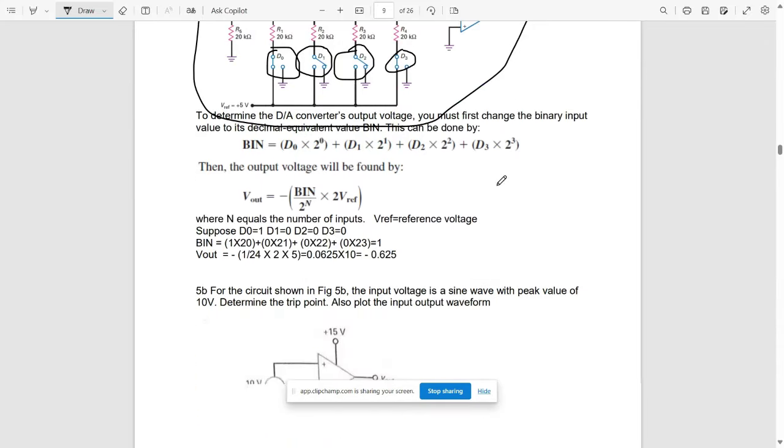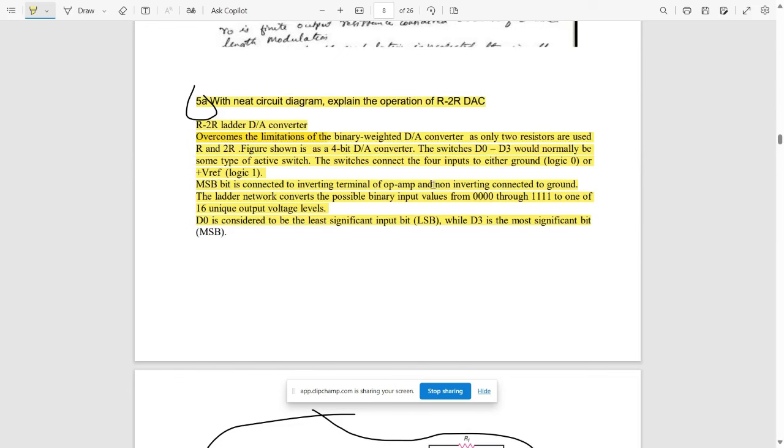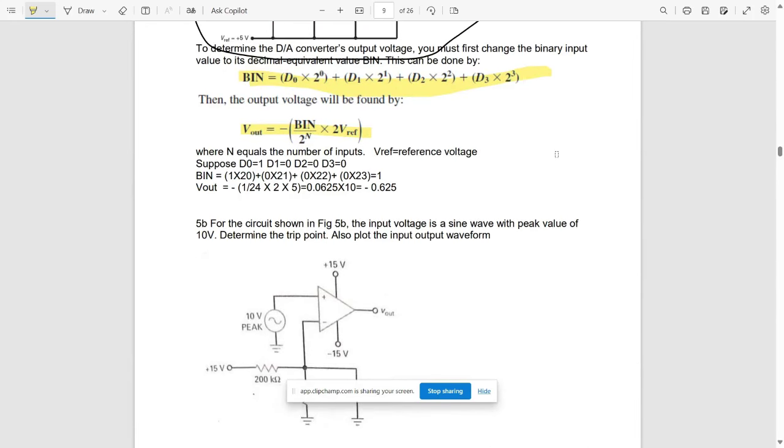To determine the D to A converter output, this is the standard formula you need to know. Then the output voltage would be determined by V in. These are the terms we need to write for this. So this was all about the R-2R D to A converter. If you want, you can pause the video and refer to this.